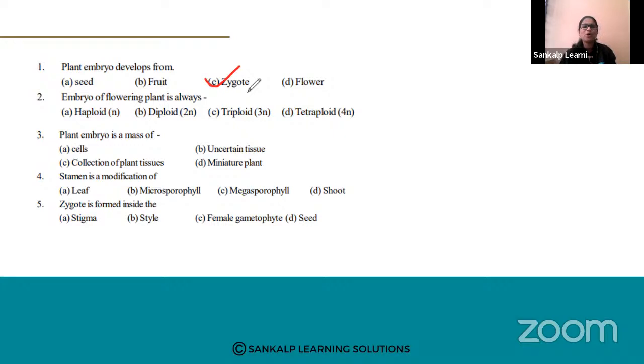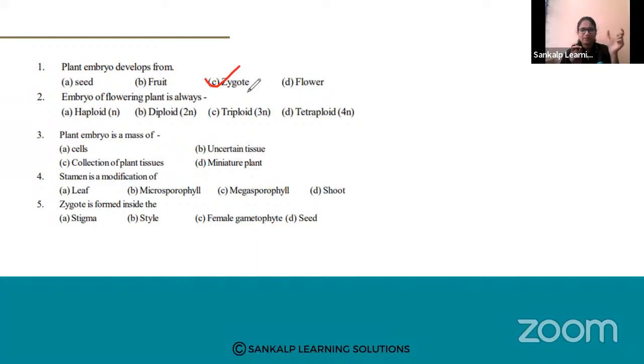Embryo of a flowering plant is always haploid, diploid, triploid, tetraploid. What is your answer? Lalitya answered as option A, Tejaswini option B, Papu option B, Chandana option B, Syed option A, Lata option A, Kirtana option B. Yashwant option C. Okay, so here, what is an embryo?